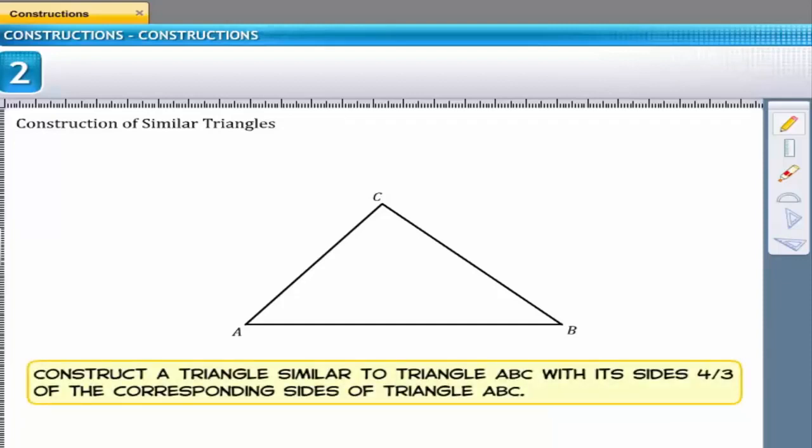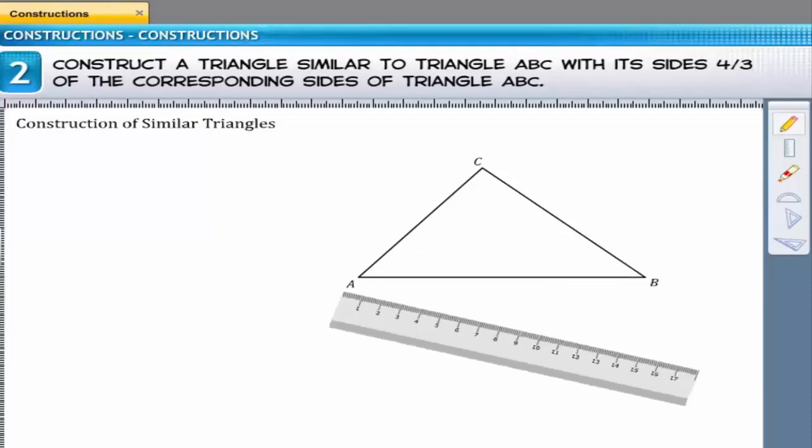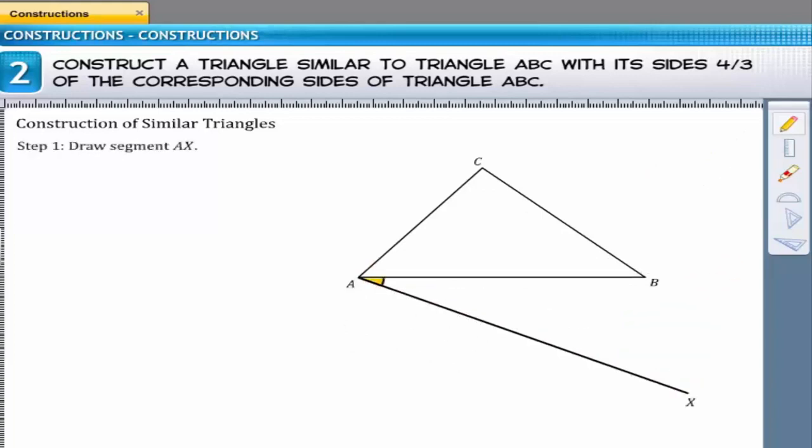Construct a triangle similar to the triangle ABC with its sides 4 by 3 of the corresponding sides of the triangle ABC. As step 1, draw a segment of a convenient length making an acute angle with the side of the given triangle. Here, let us draw the segment AX making an acute angle with the side AB of the triangle ABC. Now, you will have to mark a few points at an equal distance from each other on AX.